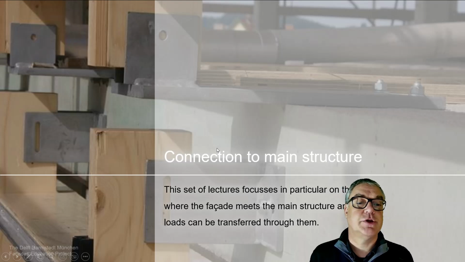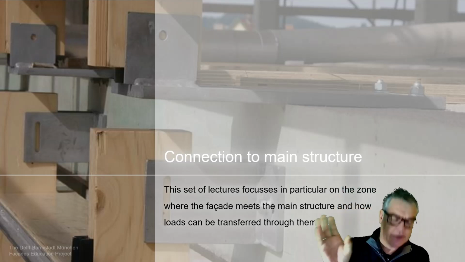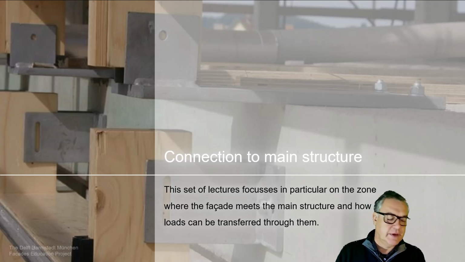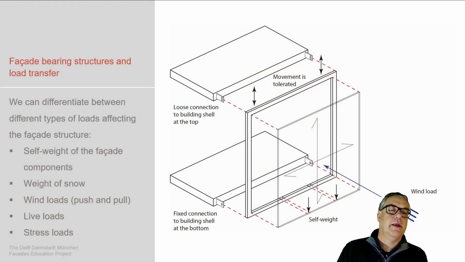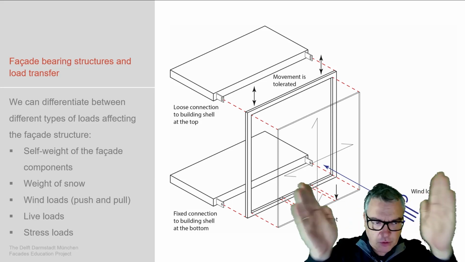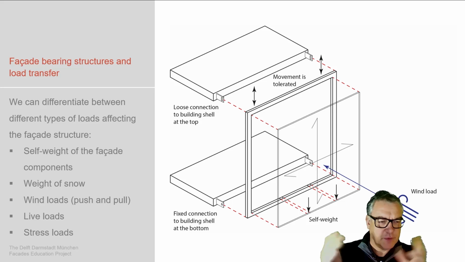This lecture deals with the zoom between the secondary structure, the facade itself, and the main structure, and the need of connection between these two. And you remember this slide: the self-weight, the wind load, the payload, they all have to be collected by the facade and then be transported to the main building. And that's happening via fixed connections or via loose connections, depending on the tolerances and the movement of the buildings.